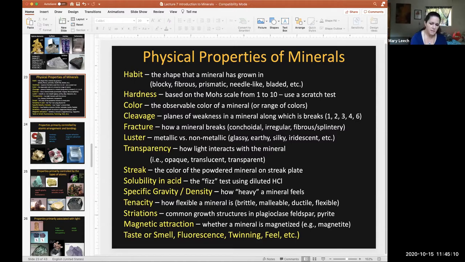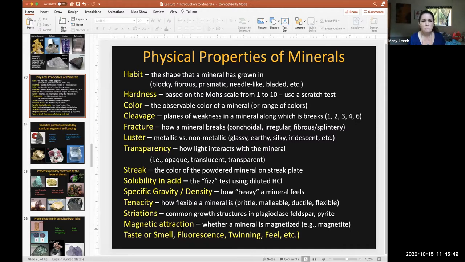The presence of striations. So we've seen striations on the satin spar, the number 14. And also, if you use your magnifying glass, you can see striations on the pyrite number 4. Probably. I don't know your exact specimen, but you should be able to. The striations are just something that happens as the mineral grows. And it's just one of those features that some minerals have and others don't. And so you can use it to tell them apart.